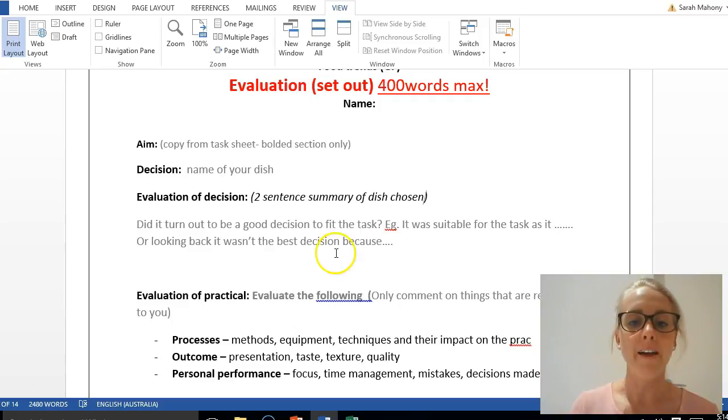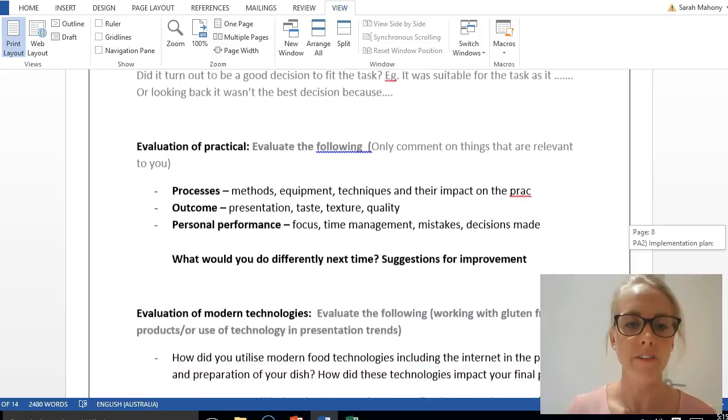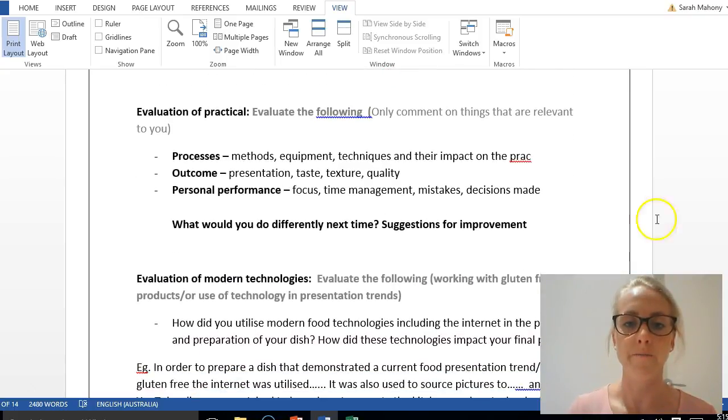Or, looking back, it wasn't the best decision because it took 20 minutes more than I had to make the dish, or it was challenging to make it gluten-free, or perhaps it's a little bit half-half. It tasted delicious and it was gluten-free, however, it wasn't really suitable for presentation trends. So whatever you choose to answer is fine, but this is sort of a snapshot, a summary of your overall dish choice here.